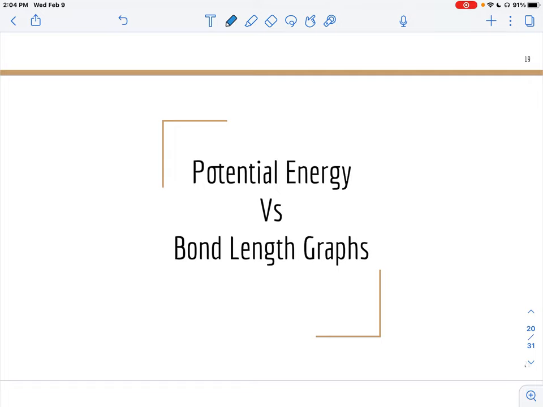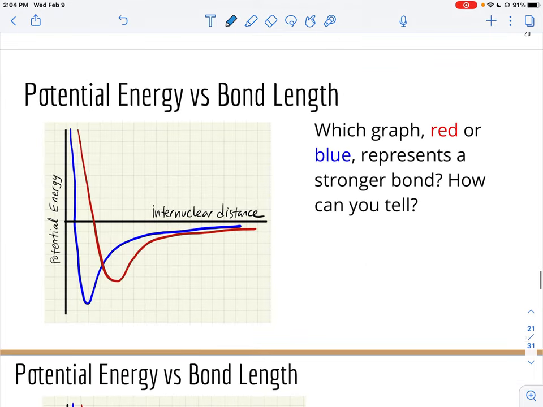So let's take a little bit more of an in-depth look at a Morse diagram, which is just a potential energy versus bond length graph. That's what we were just talking about. So this question is asking which graph, red or blue, represents a stronger bond? So remember that these spots right here are the bond length.